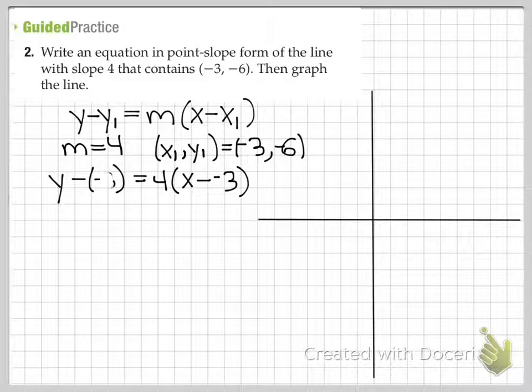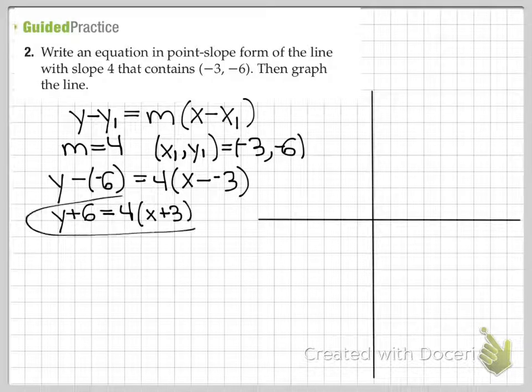Okay, and I made a mistake there. That y should have been -6. Okay? So now I'm just going to simplify and make sure that equation looks okay. So y minus a -6 is +6 equals 4 times x minus a -3 is +3. So the equation in point slope form of that line is y plus 6 equals 4 times x plus 3.